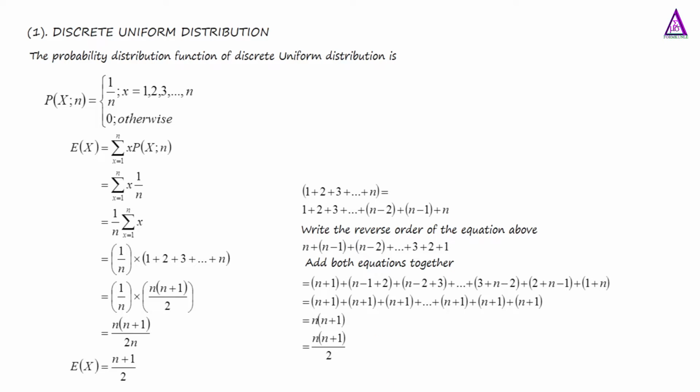And that is where we get this equation: 1 over n multiplied by (n plus 1) divided by 2. When we multiply it together, we have n(n plus 1) all over 2n. And n cancels n. So therefore, our expected value equals (n plus 1) all over 2. That's the expected value of discrete uniform distribution.